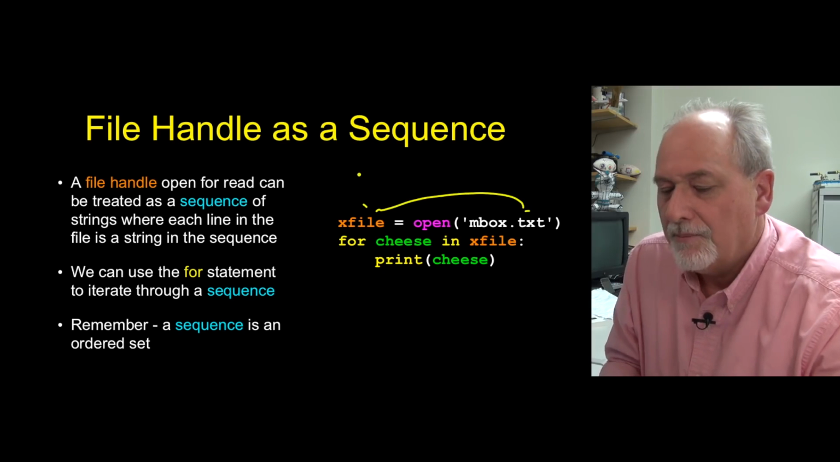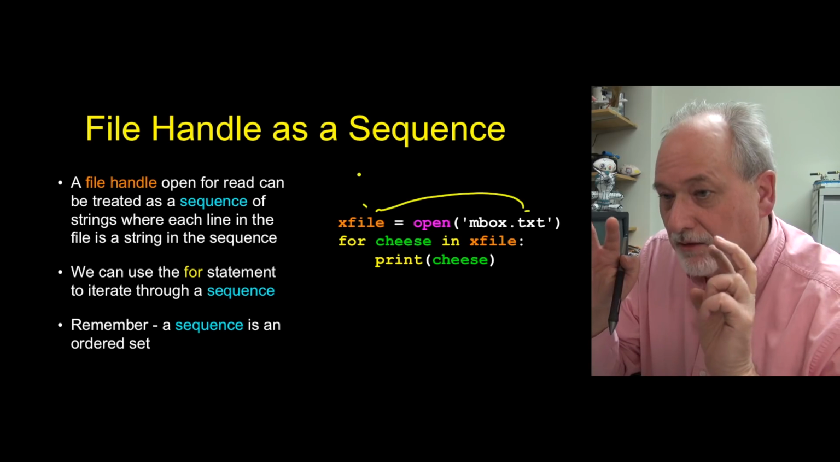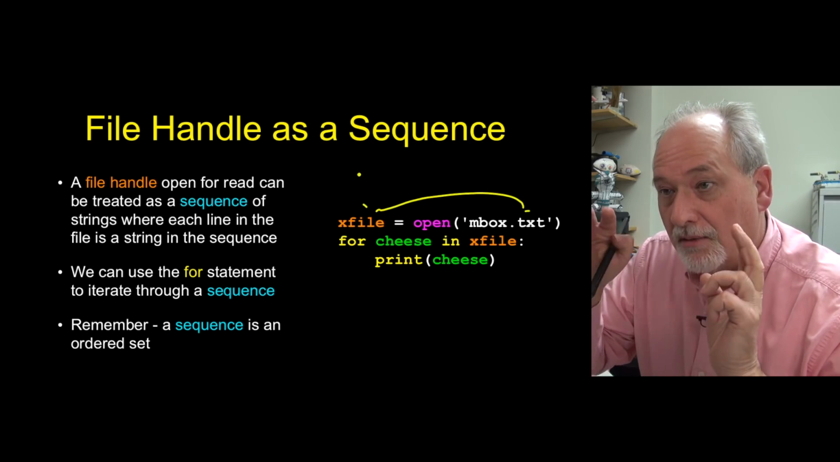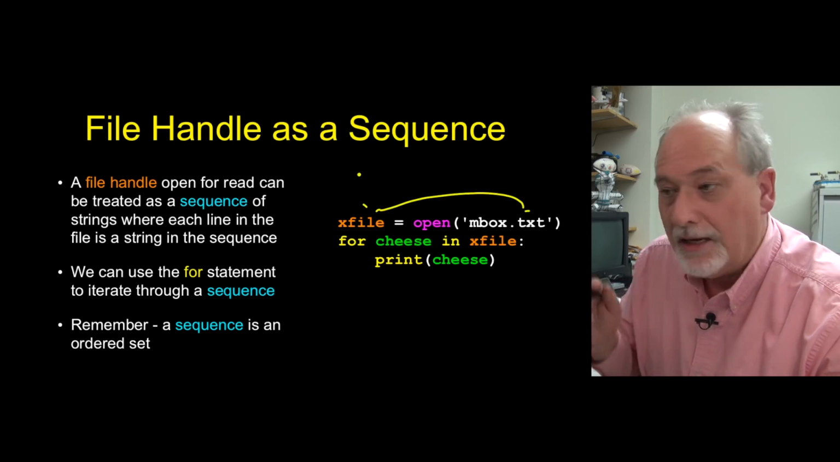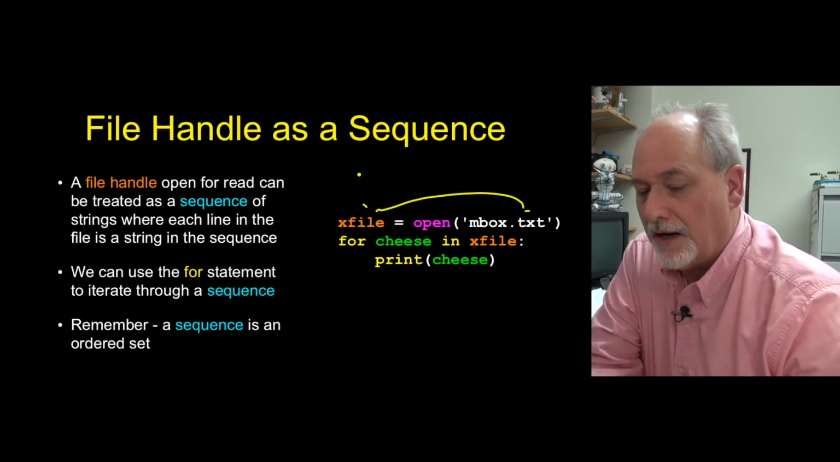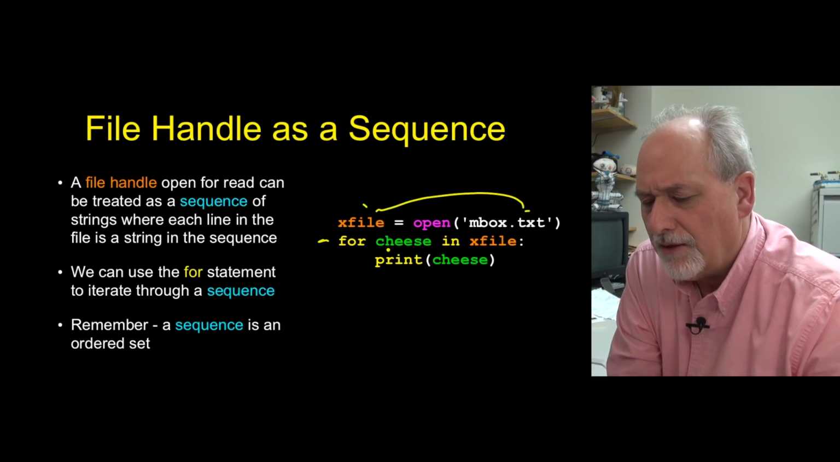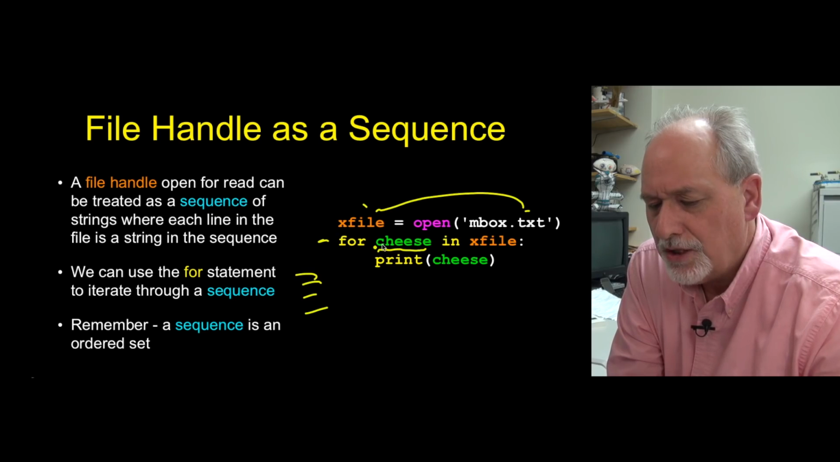That's not the data, but it is a sequence. That file handle represents to Python a sequence that we can potentially walk through and then get all the lines. And it's the simplest, most beautiful, elegant way to read all the lines in a file. We use the for loop, and we have an iteration variable. When we talk about the file, cheese is going to be the first line, then the second line, then the third line, then the fourth line.